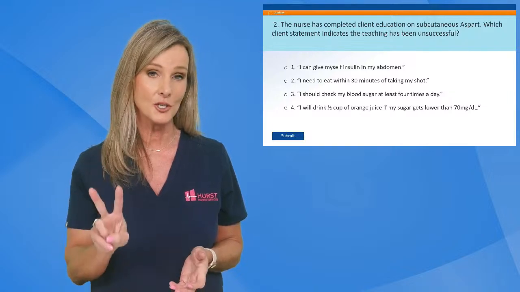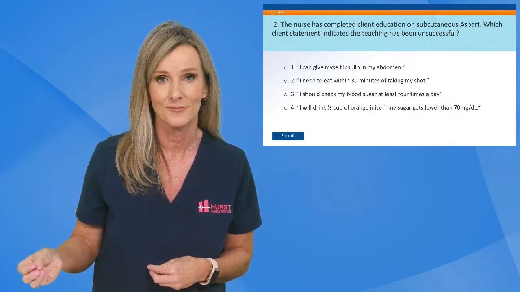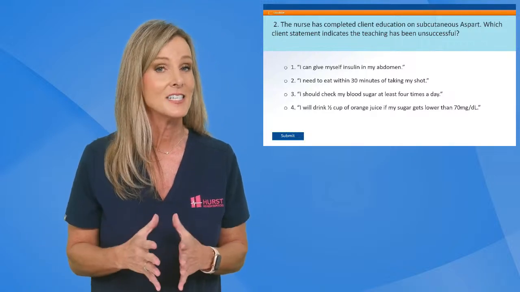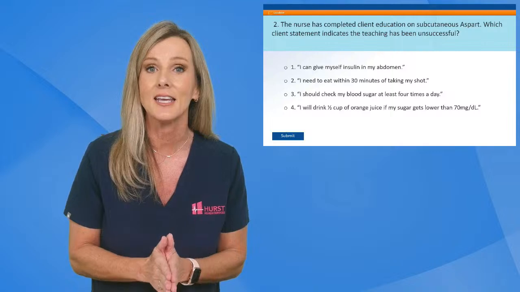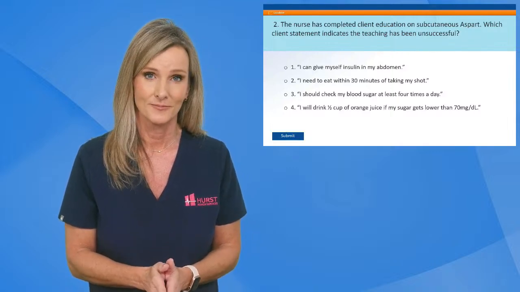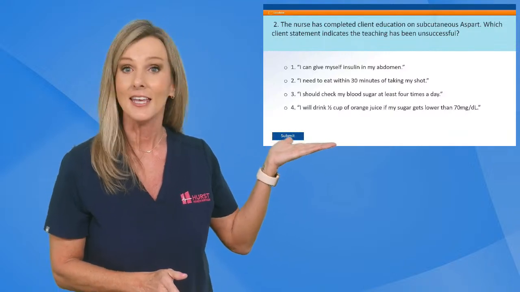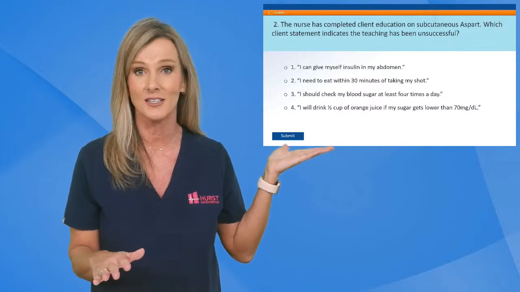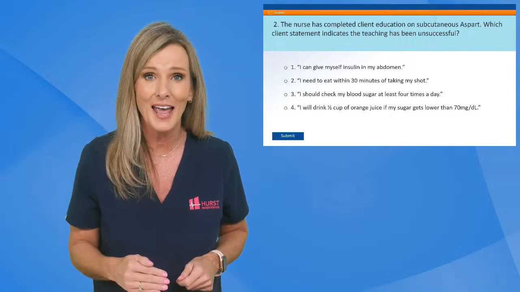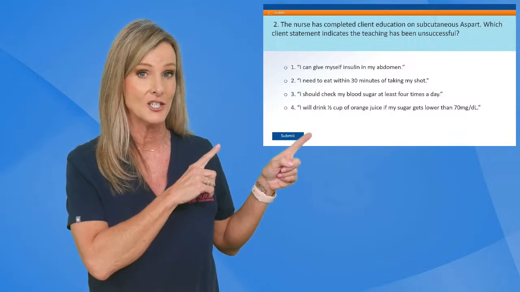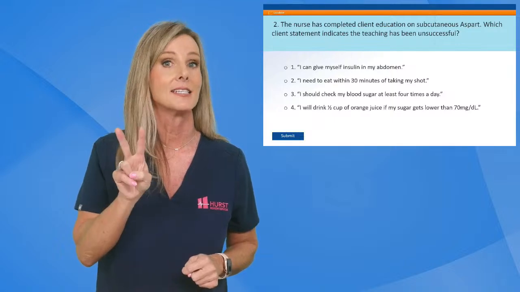Now, when I look at option number 2, it says, I need to eat within 30 minutes of taking my shot. Is that true? This is where you have to understand your onset, your peak, and your duration of your insulins. What is the onset of aspart? 15 minutes. There you go. So 30 minutes is too long. I don't want this client waiting 30 minutes because you know what could happen? You know too, that blood sugar could bottom out. So this indicates that my teaching needs reinforcing. I need to clarify the information. Option number 2 is false.